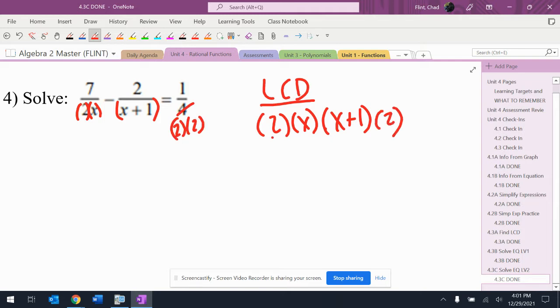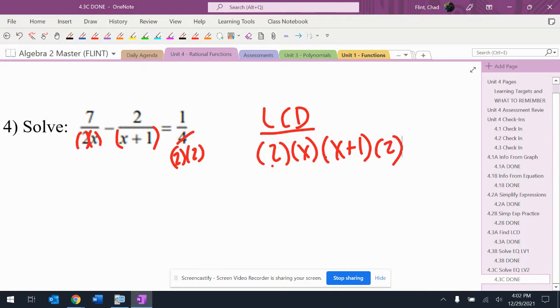a second 2. The reason I need a second 2 is if I don't have the second 2, it's not going to eliminate the 4 in that bottom denominator. But if you put a 4 there, you're going to be okay. If you put a 4 in this last spot, it's okay. Or if you put a second 2, it's also okay.